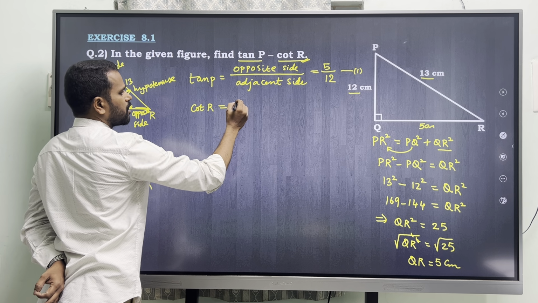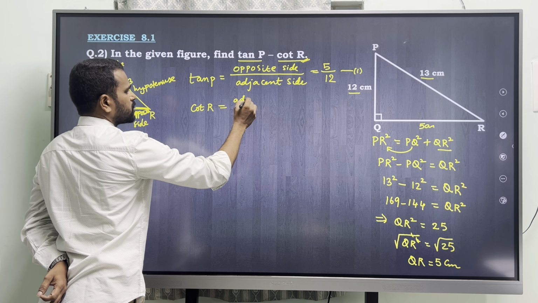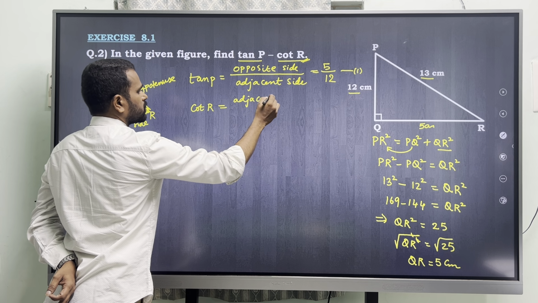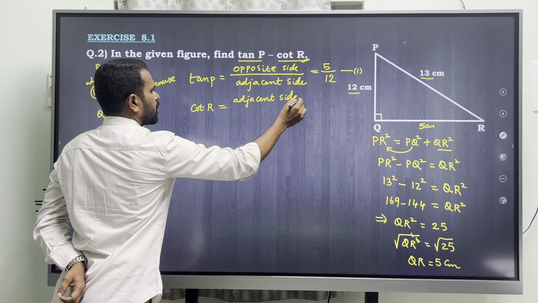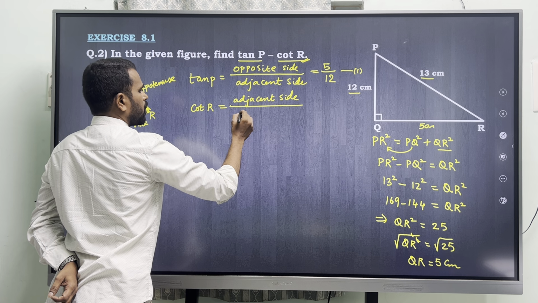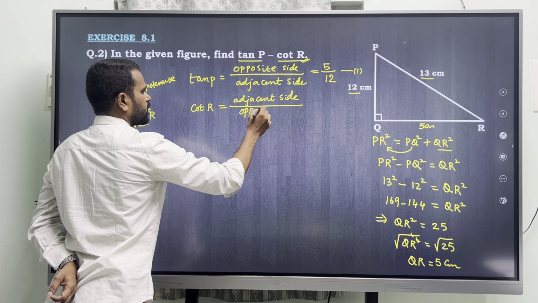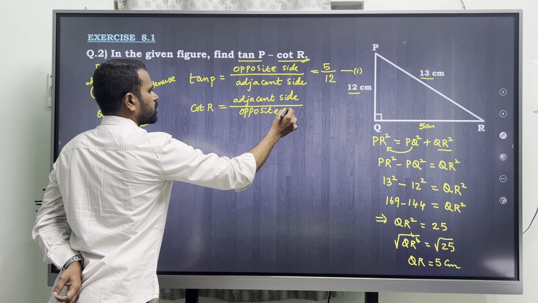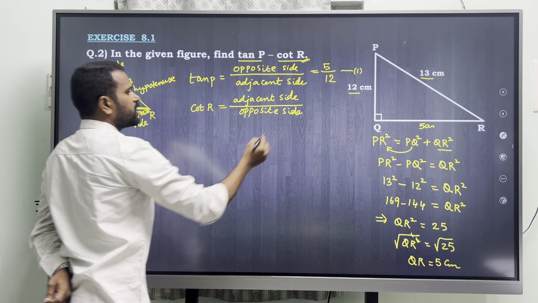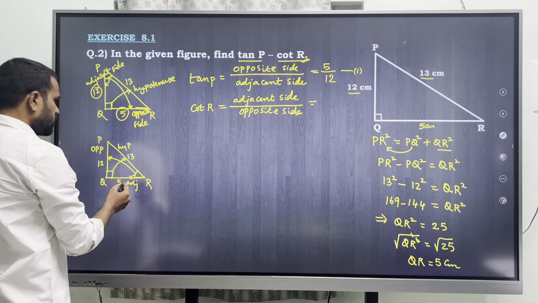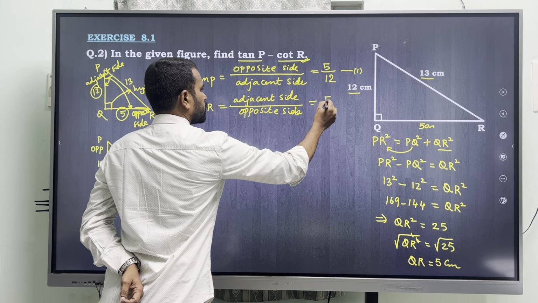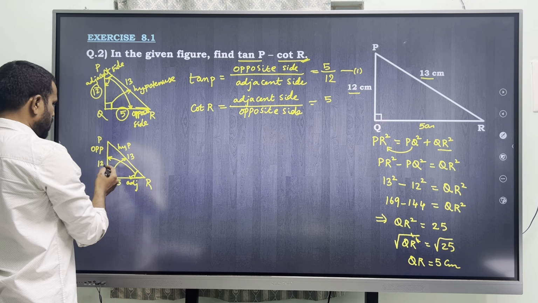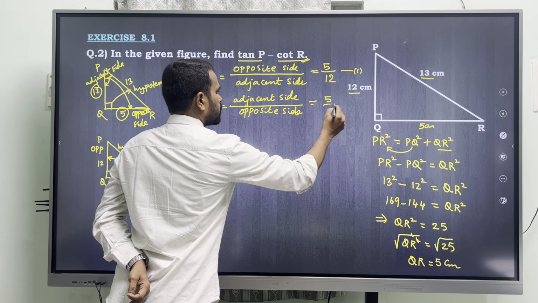So cot R. What is the definition of cot R? Cot is adjacent side upon opposite side. What is the adjacent side here? The adjacent side is 5, right? And the opposite side is 12.